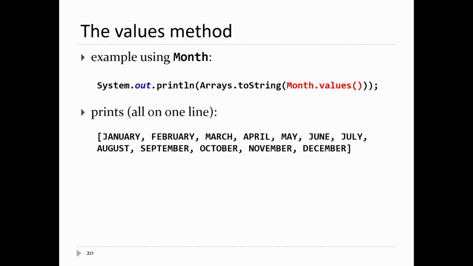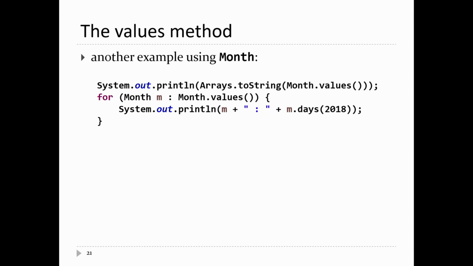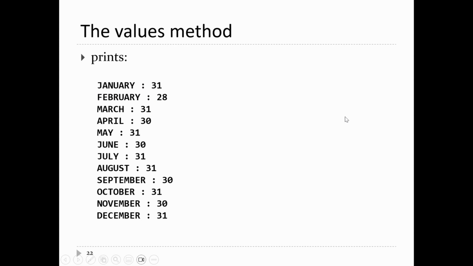in the order that they were declared. So I get back the array January through December. That lets you do things like iterate over all the months. So for each month m in Month.values, all of the different months, I can do something with that month object m. For example, I can print out the month followed by the number of days in that month for the year 2018, which prints out that. So now you can iterate over all of your enumeration constants nice and easily.